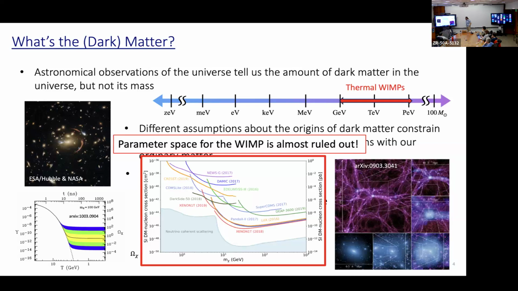But thanks in large part to many people at LBL and Berkeley and all over the world, the WIMP parameter space is getting almost entirely ruled out. So for people not used to looking at these kinds of plots, we have on the x-axis the dark matter mass, or the hypothetical mass, and then on the y-axis you have the cross-section of interaction with normal matter, which is basically a probability of how likely it is to interact with the target if it were to be in its presence.